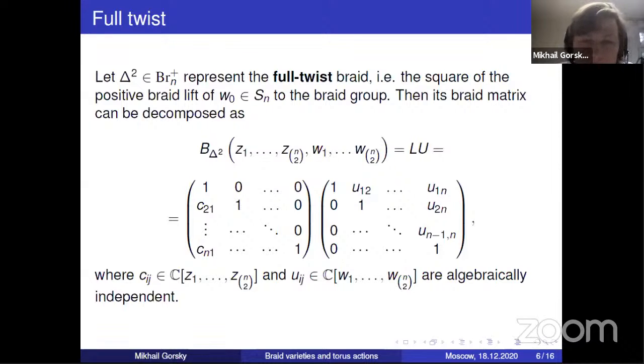But anyway, this is some nice matrix, and the certain conditions that we'll put on the Z's to define our braid varieties will give some restrictions on the corresponding matrices, and so on the corresponding entries Cij and Uij.